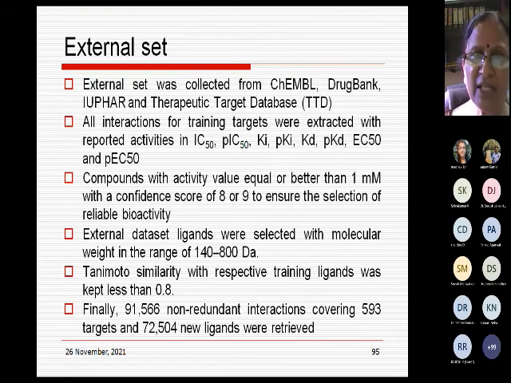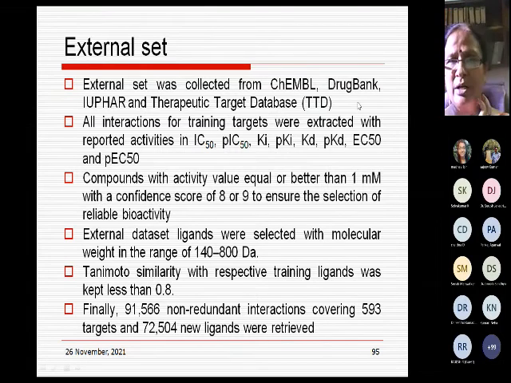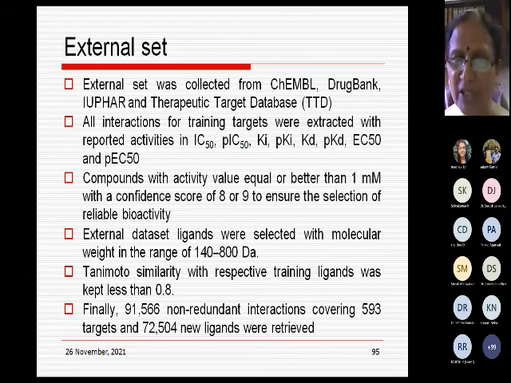Then we also used an external data set. For developing the external data set, we used the PDB data set for the training data set, but we used data from ChEMBL, DrugBank and the Therapeutic Target Database for the external data set. External data set means you have not used it at any step of the training. While retrieving the data set, the range of the small molecules' molecular weight was taken care of, and we also used the Tanimoto similarity coefficient with the training ligands.